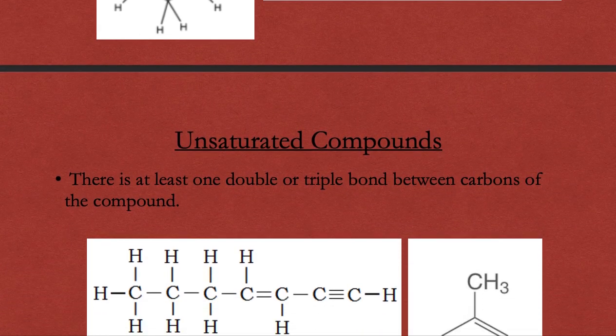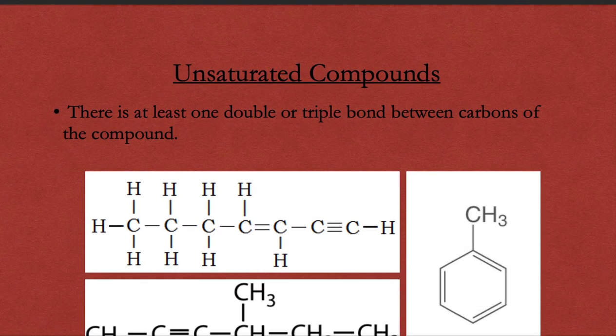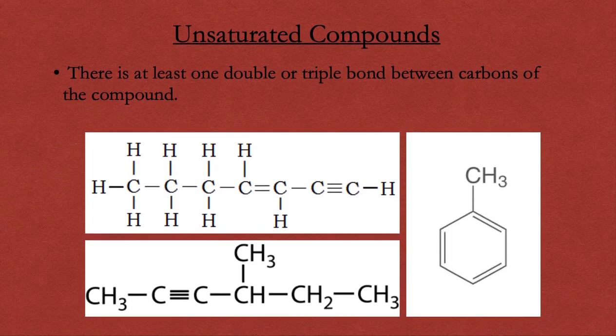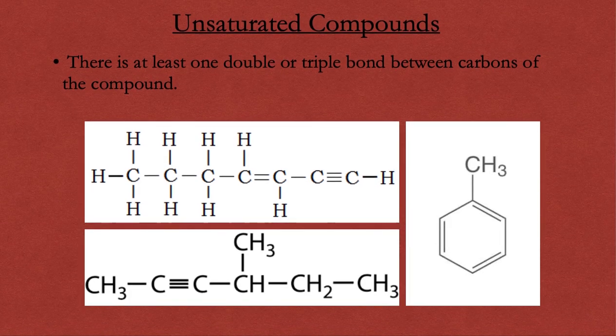And then moving on to unsaturated, these are kind of like the opposite of saturated. These are compounds that have at least one double or triple bond between the carbons of the compound. So if you look at this figure over here, this compound has a double bond over here and then a triple bond over here. And then this one has a triple bond over here. And this is a benzene ring with a methyl group. So this has 1, 2, 3 double bonds. So all of these would come under unsaturated compounds.